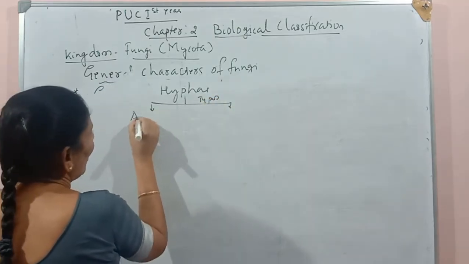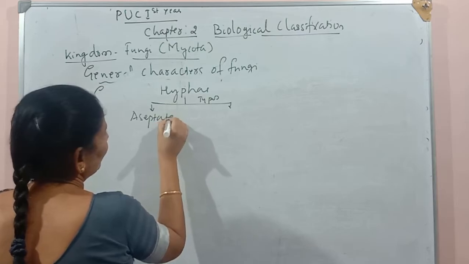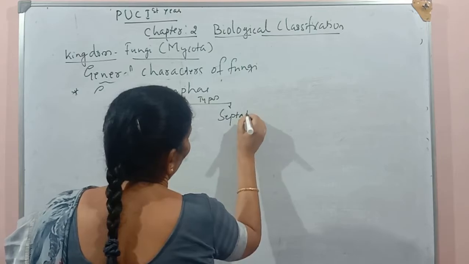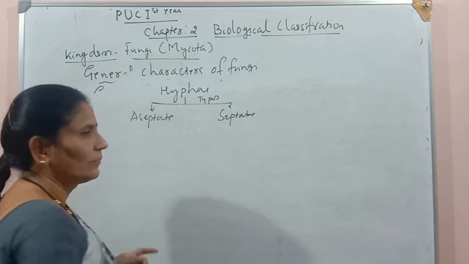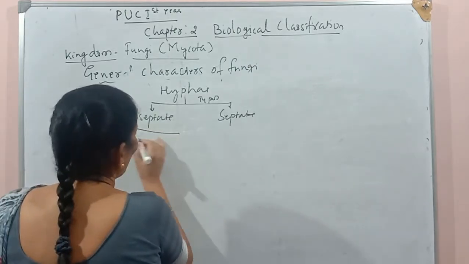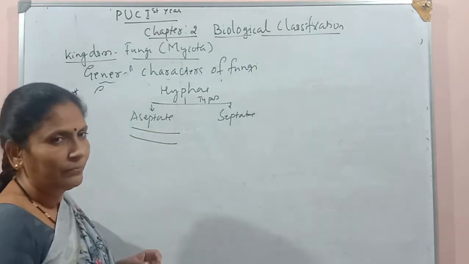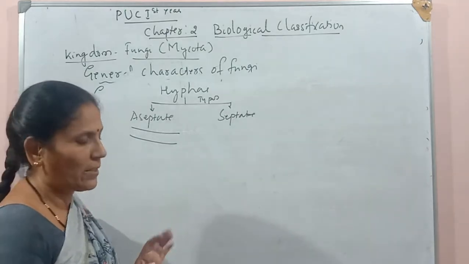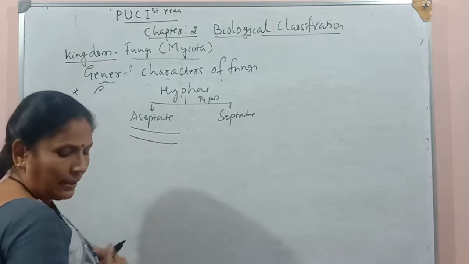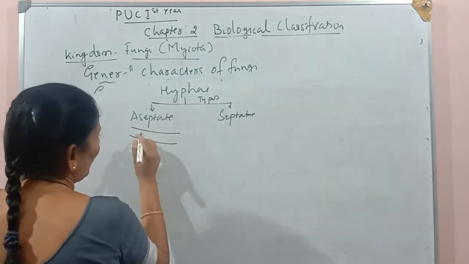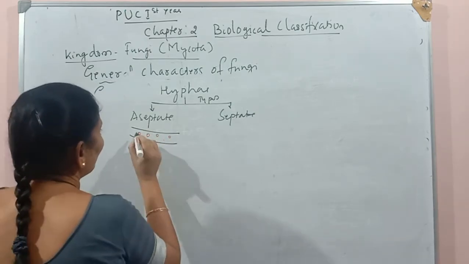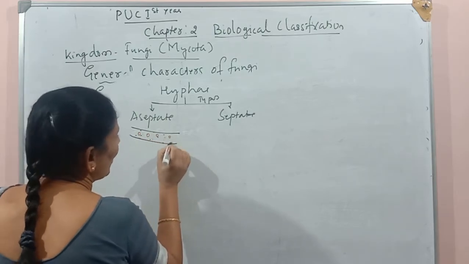One type, aseptate. Another one is septate. Aseptate hypha is the one which is filled with multinucleated cytoplasm. It's a tubular structure which is filled with multinucleated cytoplasm. These are the nuclei and surrounding this one is cytoplasm.